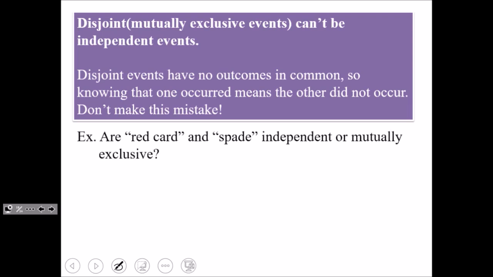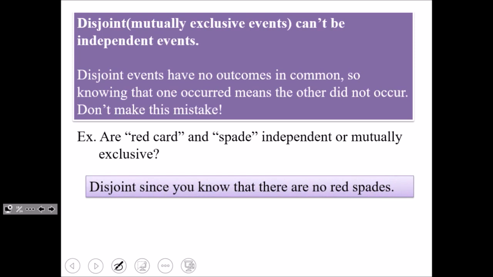For example, how about a red card and a spade? Are they independent or are they mutually exclusive? Well, they're disjoint. There are no red spades. Since they're disjoint, they're also mutually exclusive. It's the same term. They're mutually exclusive. If you get a red card, you did not get a spade, and vice versa.